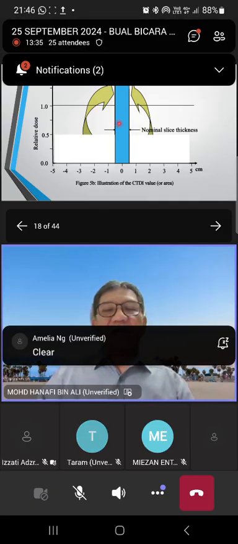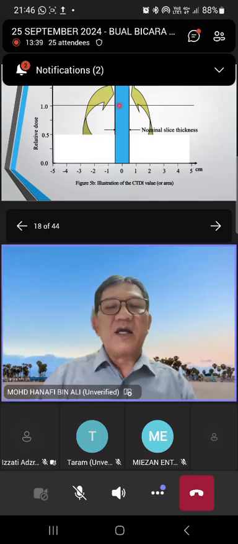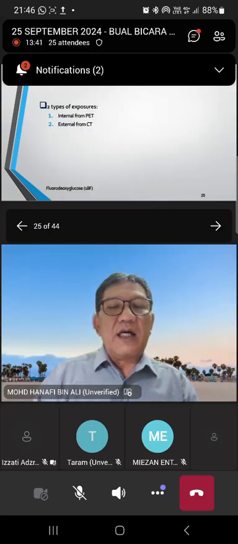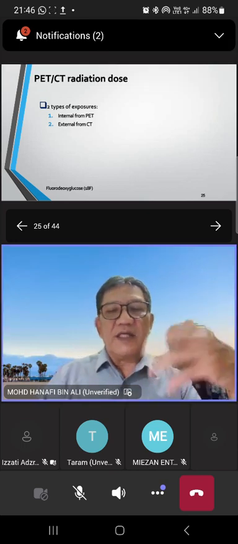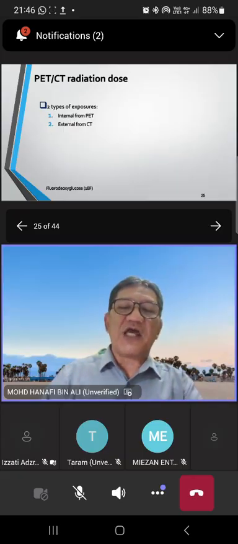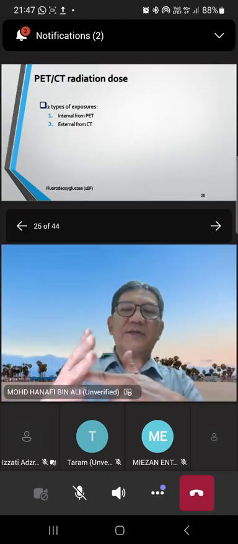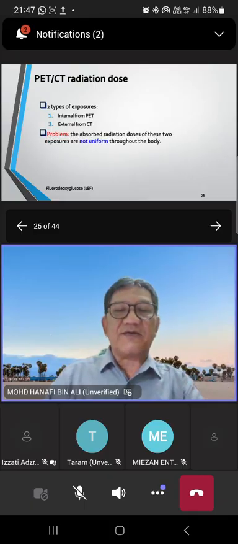Okay, all right. Now this is PET CT radiation. I already mentioned that briefly. We actually have two systems. One is the PET, using radiation and a camera. And the other is an external CT scan.